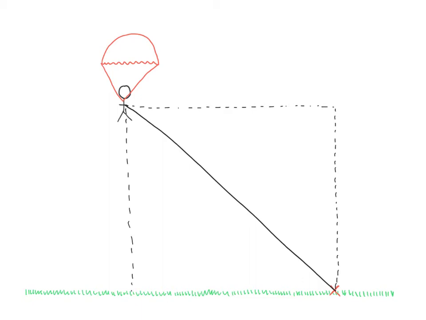So if you're the skydiver looking down to the landing position, you would be making an angle of depression because you would start off looking straight across the horizon and then tilting your head down, making this angle. So this again is an angle of depression. Now, if you were down on the ground at the landing position and you had to look up towards the skydiver, you'd be looking up at an angle of elevation.